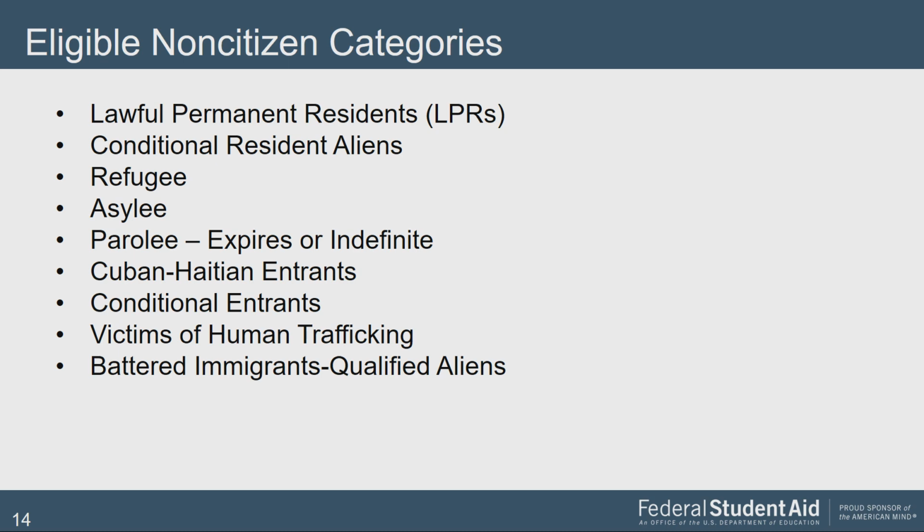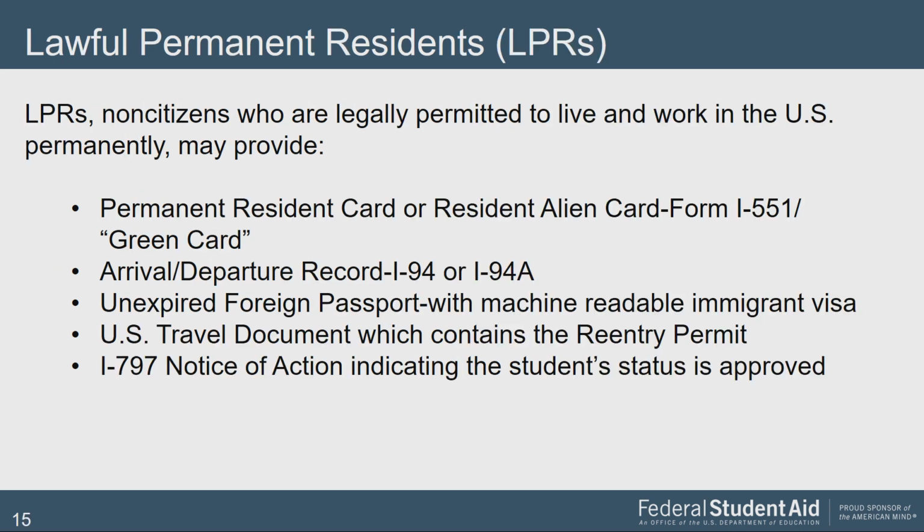These are the categories of eligible non-citizen that we're going to walk through. A lawful permanent resident is an individual who is legally permitted to live and work in the United States permanently. And generally, these individuals will have a permanent resident or alien card, and it's commonly known as a green card.